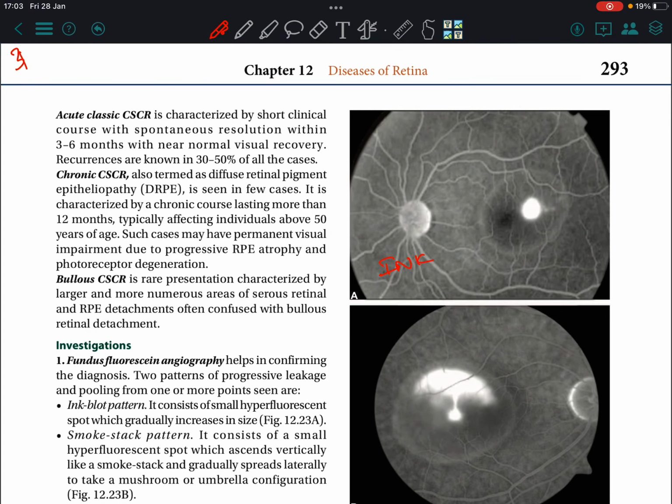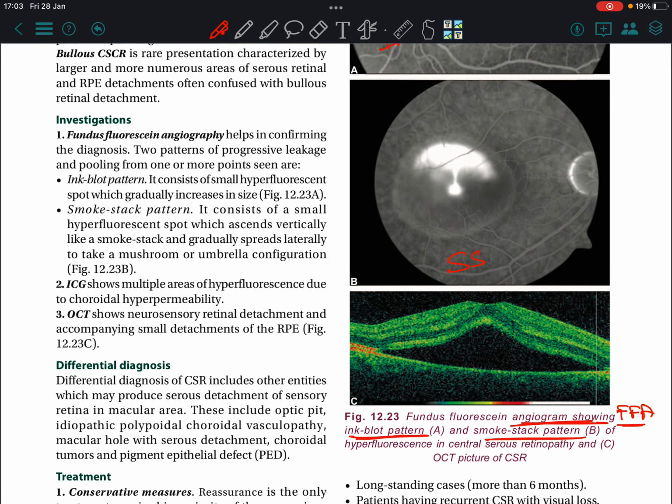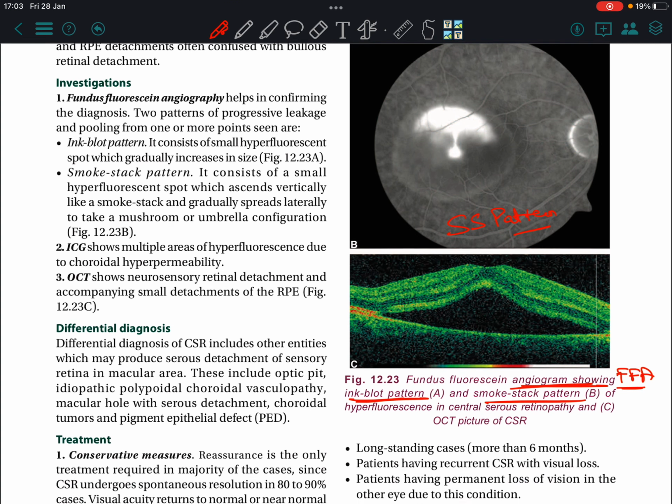Ink blot pattern and smokestack pattern of hyperfluorescence in central serous retinopathy, and OCT picture of CSR.